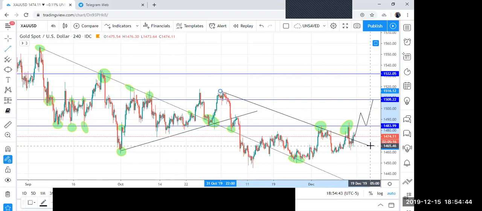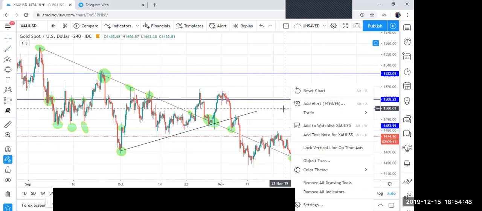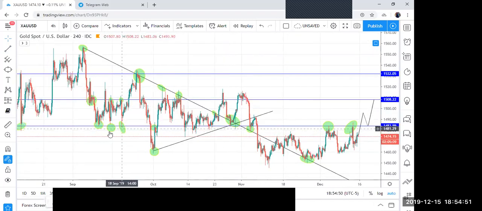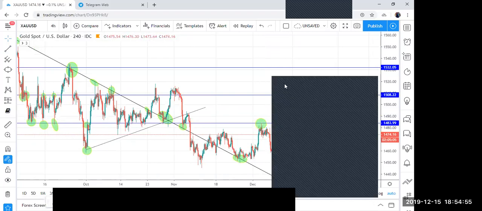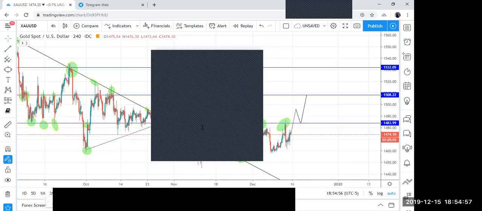Don't want to force a trend line. I don't want to force it. The more touches, the stronger the level is. And I would tell you just wait on it.